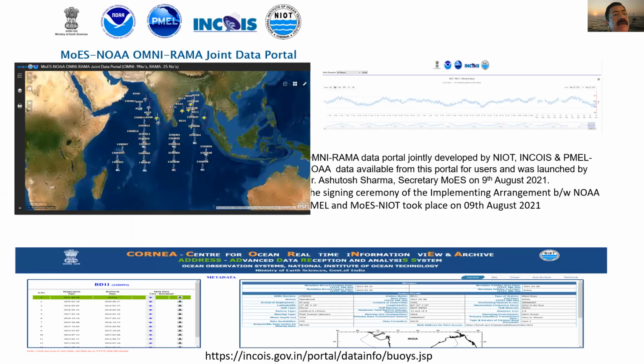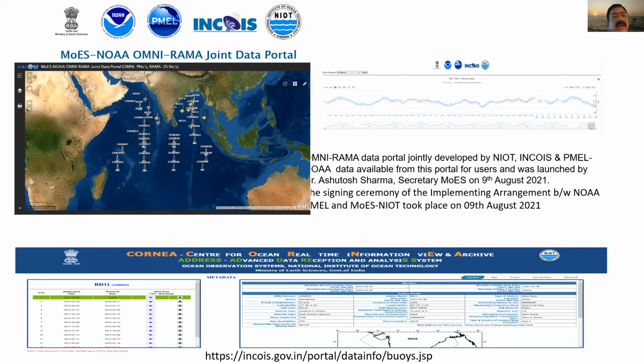Now, keeping this in mind, during the recent renewal of the contract between India and the US, our secretary and the chief secretary of NOAA signed an agreement, and this moored buoy network will be maintained for the next 10 more years. And there is a commitment from the government of India to provide the ship time.